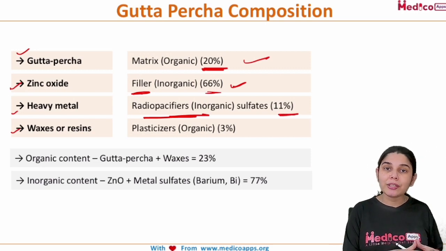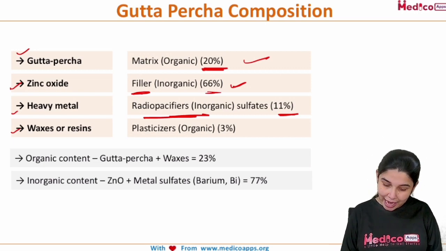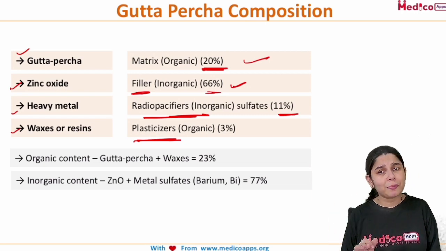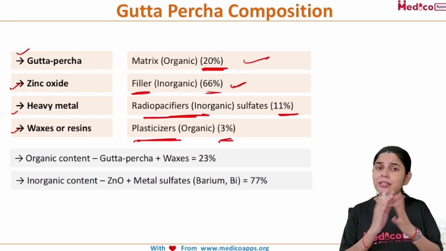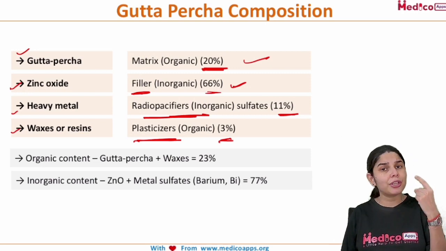The last one is the waxes or resins. Waxes or resins act as plasticizers, which are also organic, and they are present at only 3%. So let's now again revise the components first. The components include the Gutta-percha.